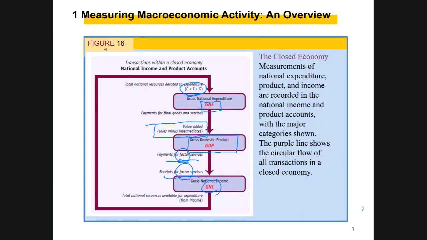Okay, so the measurements of the national expenditure, product, and income are recorded in the national income and product accounts, with the major categories shown. The purple line shows the circular flow in a closed economy. So remember, this is a closed one. So you didn't see anything related to export or import, right? But we are going to add those two later on in the model.